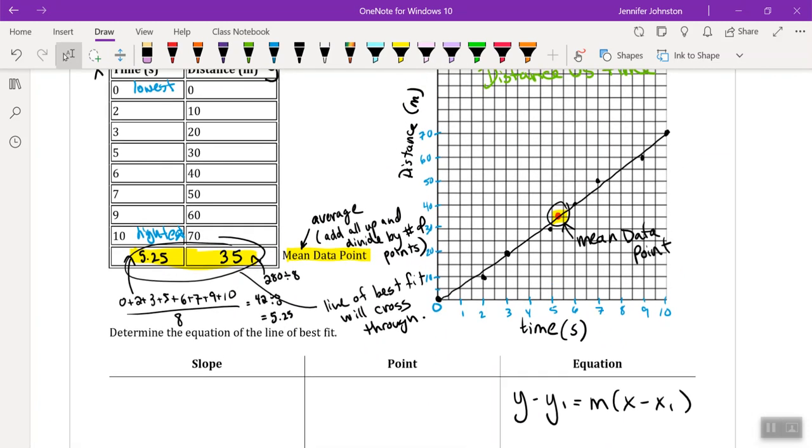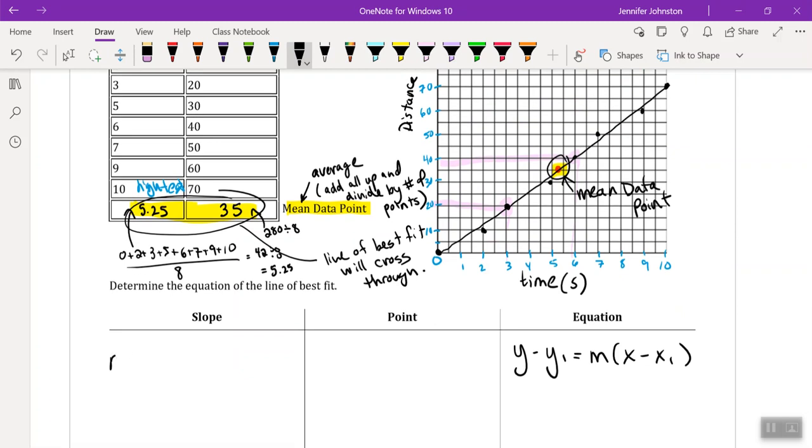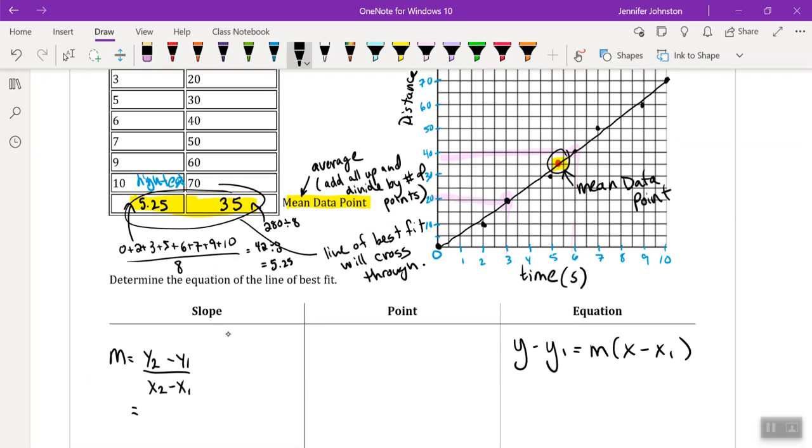So the slope we can find by taking any 2 points that are on our line of best fit. Okay, so I'm going to grab this point, looks like that's on my line of best fit, and the mean data point is too, and same with this point. So any 2 points. I think I'm going to grab this one, 3 and 20, and 6 and 40, and find my slope. So the slope is y2 minus y1 over x2 minus x1, and I picked the points 3 and 20 and 6 and 40. Right, again, any 2 points that are on your line.